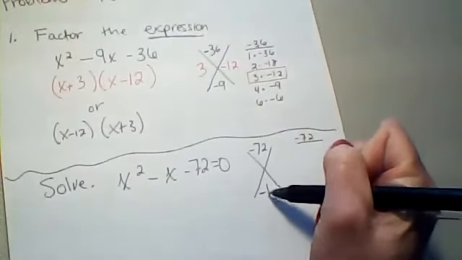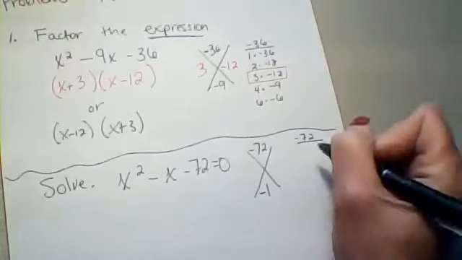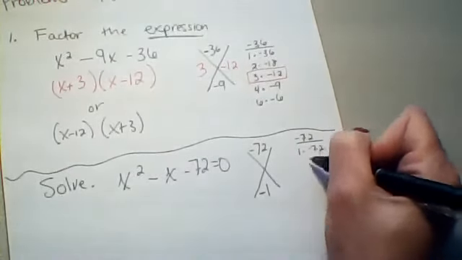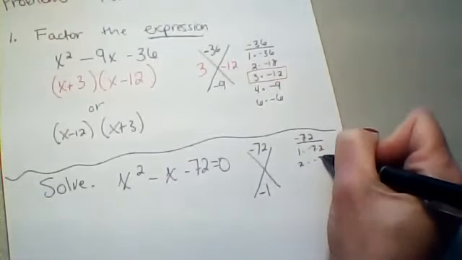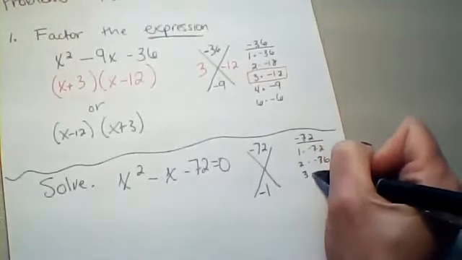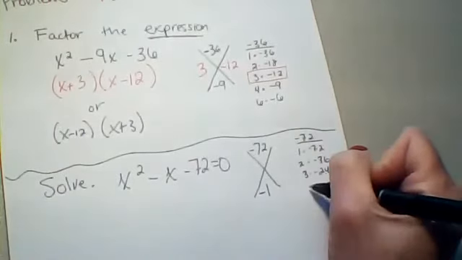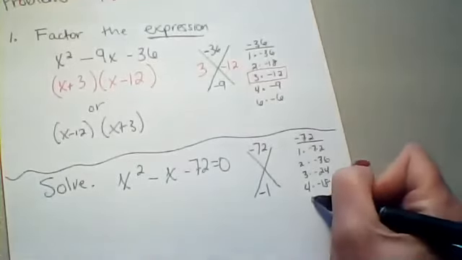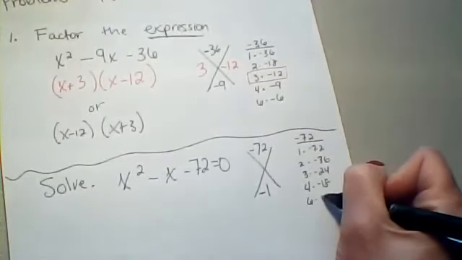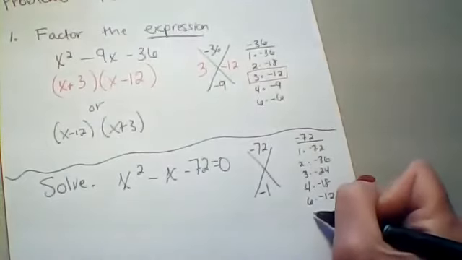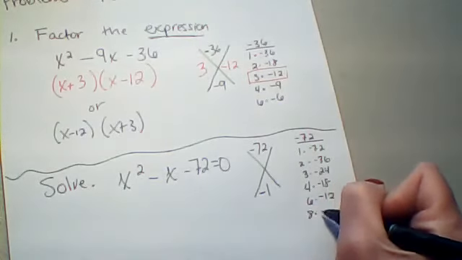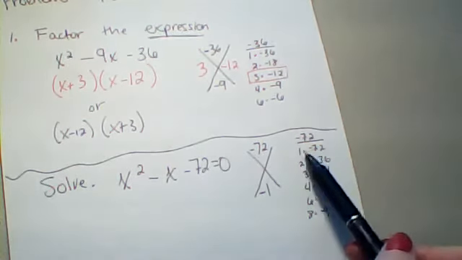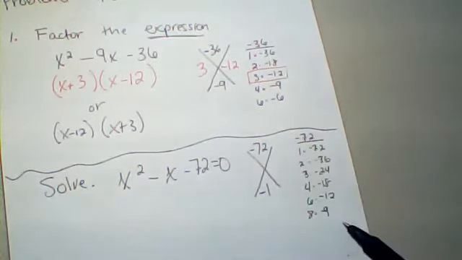Again, if I multiply, it's negative, and then I look down here, and this tells me the sign for my larger number. So I've got 1 times negative 72, 2 times negative 36, 3 times negative 24, 4 times negative 18, 5 doesn't work, 6 times negative 12, 7 doesn't work, 8 times negative 9. So those are all of our factors, all of our number pairs. When we multiply them together, we get negative 72.